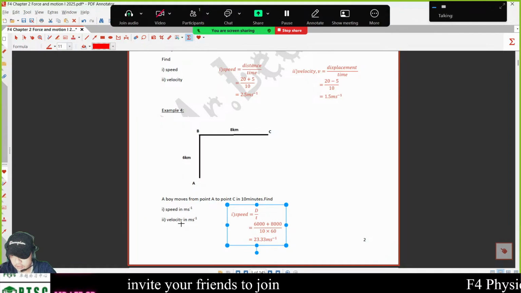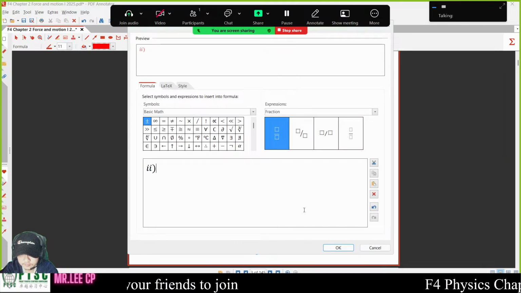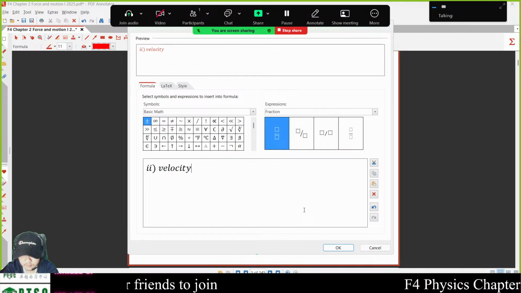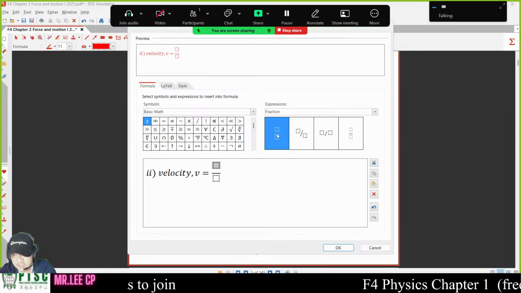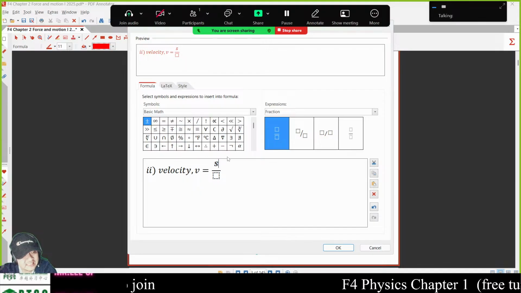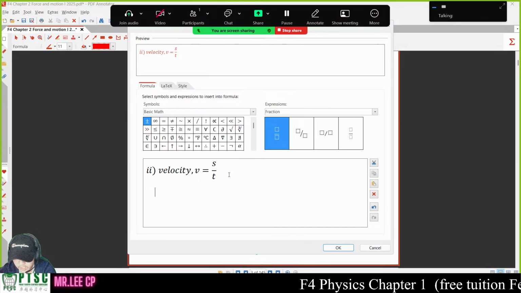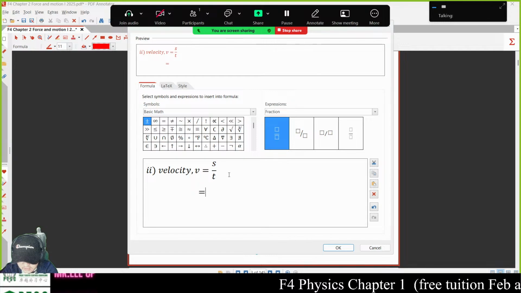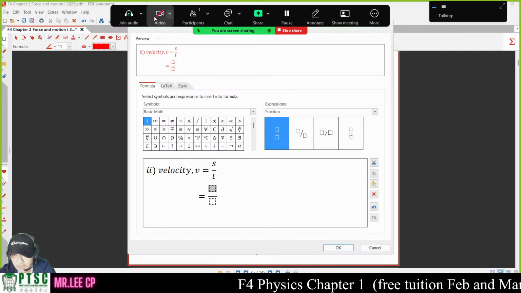So second one, we are going to find velocity. Velocity, the symbol is V. V is displacement over time. Displacement is S, time is T. Alright, so we are going to find velocity. How much? Velocity is displacement, so we check how much is displacement.